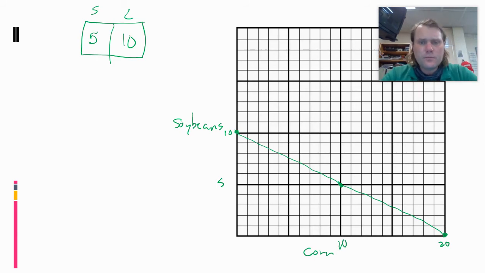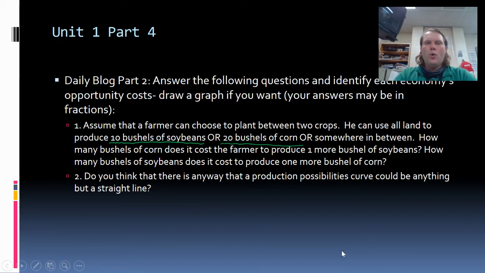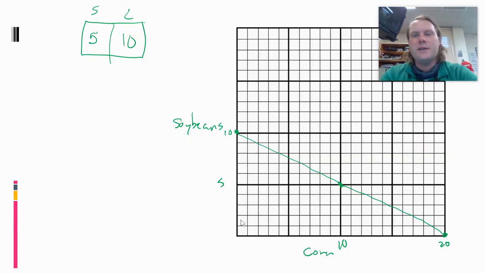Now, the next question is, what is the opportunity cost? How much does it cost me if I want to give up making soybeans to produce 1 unit of corn? Well, we could draw a perfect graph and we could say, all right, well, I need 1 unit of corn. So that's right there. How much soybeans do I give up? Well, that's like a half a unit of soybeans. We could try to make sure our graph is perfect. We don't need to do that though.